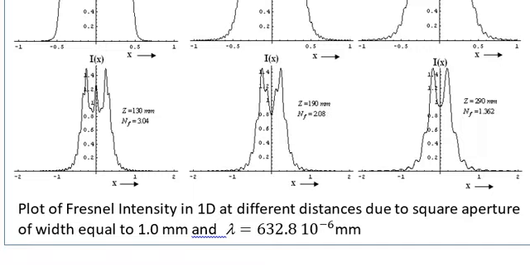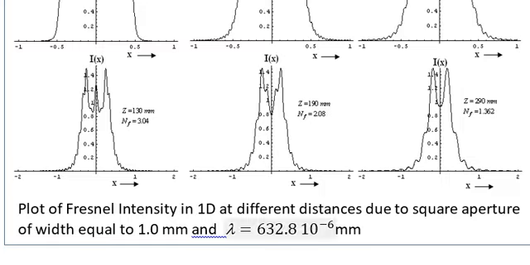So actually these are the plots of the Fresnel intensity in one dimension. That is, we are plotting I of x. In these plots, a plot of the Fresnel intensity in 1D, that is the plot of I of x at different distances due to a square aperture of width equal to 1 millimeter, and lambda is equal to 632.8 times 10 to the power minus 6 millimeter.